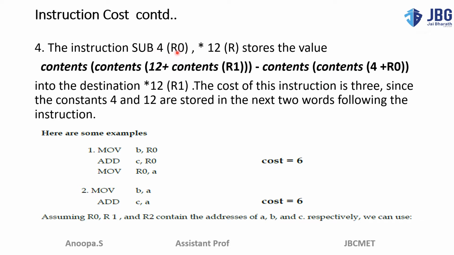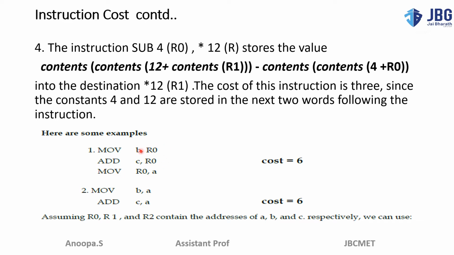Now since these are both registers, the cost of this instruction is 3, right? Constants 4 and 12 are stored in the next two words following the instructions. Now some examples are here: move b, r0, add c, r0, move r0, a.